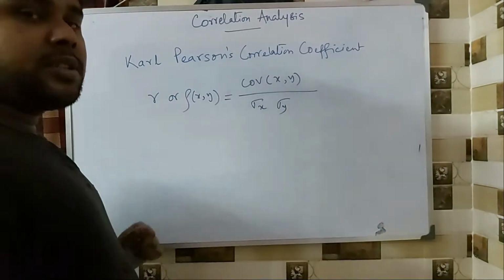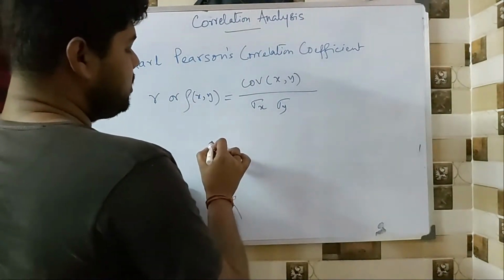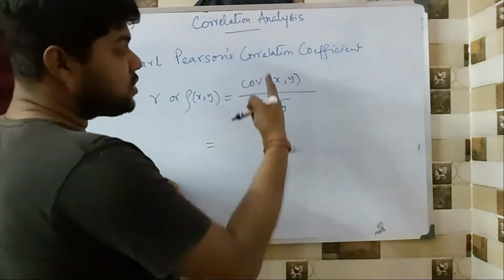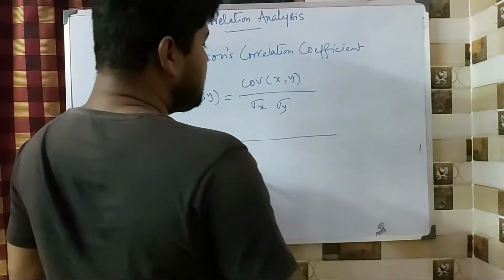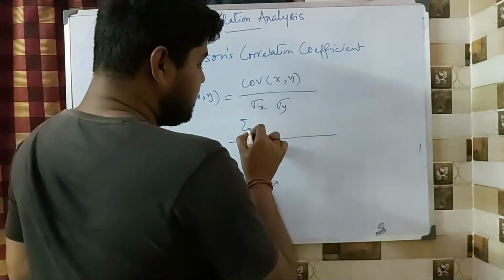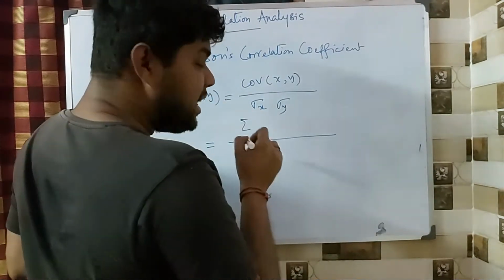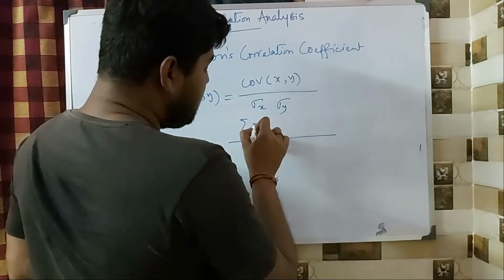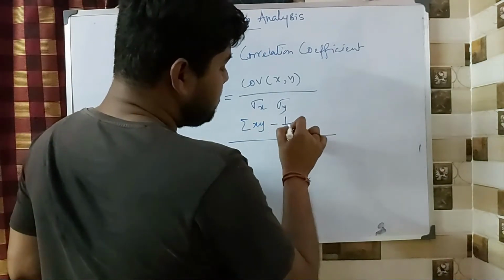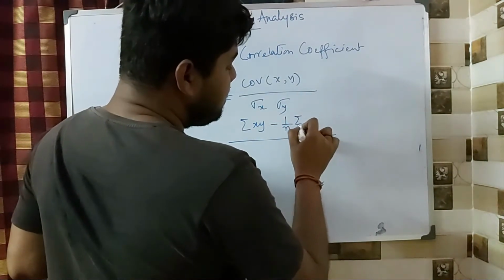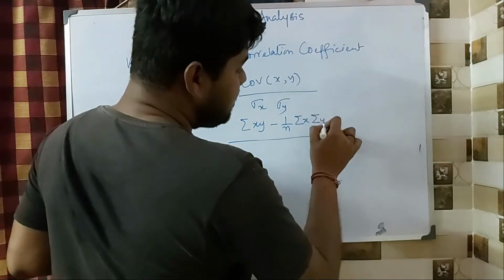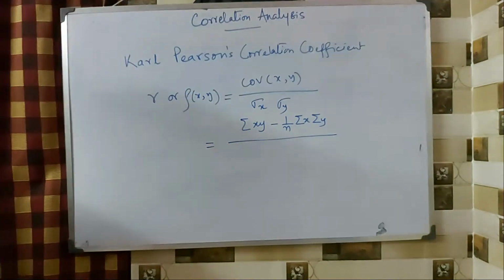Now let us put it all back together. If I put it all back together, what is covariance? Covariance is 1 by n summation xy minus 1 by n summation x into summation y. Fine.